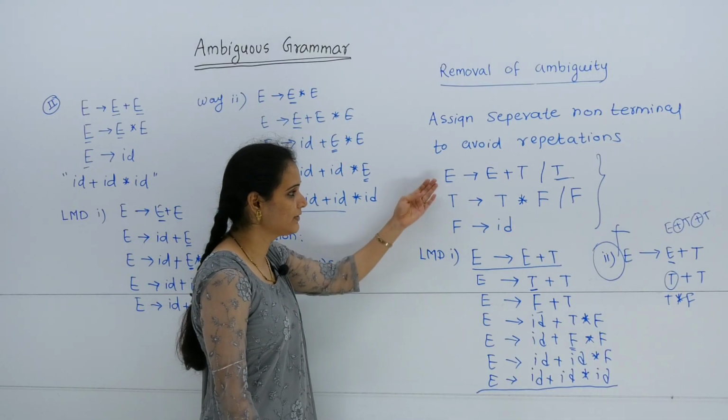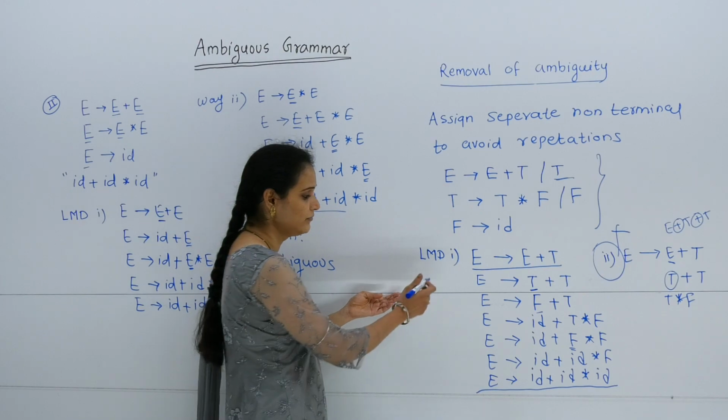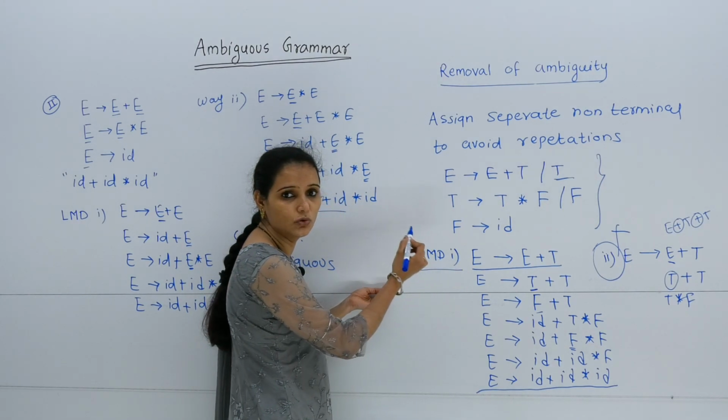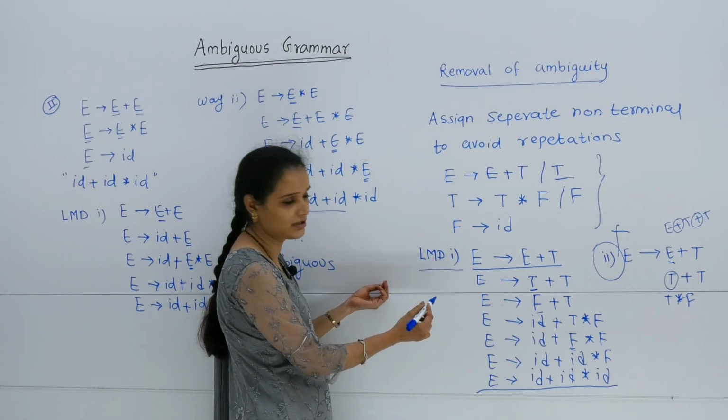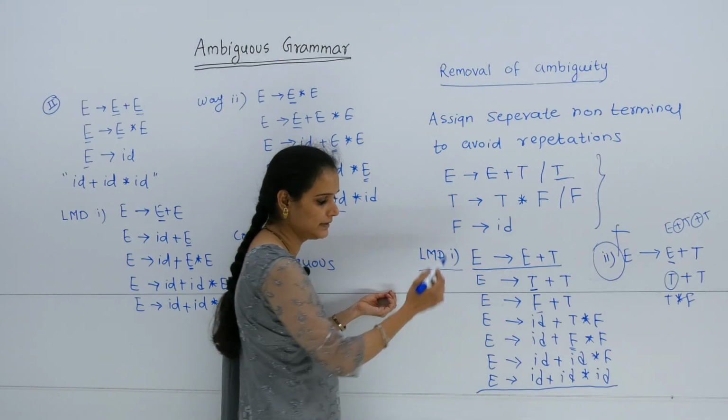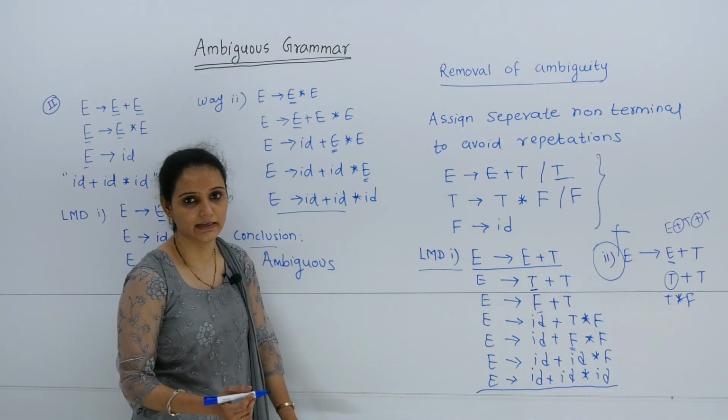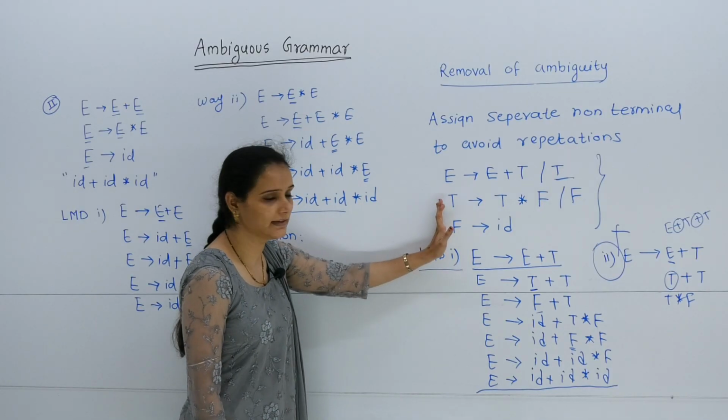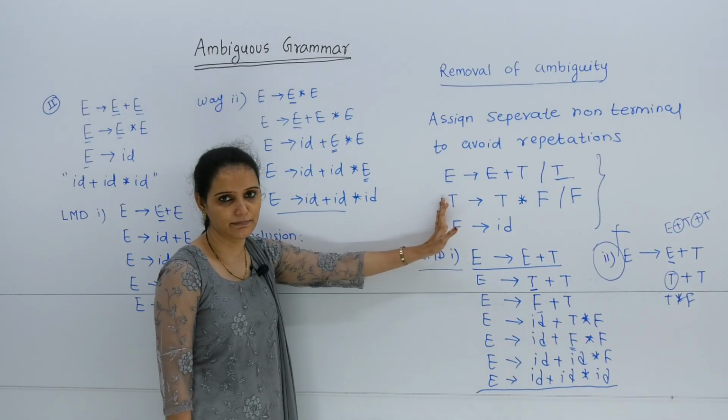So here after assigning the separate non-terminals, we come to the conclusion that there is only a single leftmost derivation present to derive the string ID plus ID star ID. Therefore, the obtained grammar is purely unambiguous grammar.